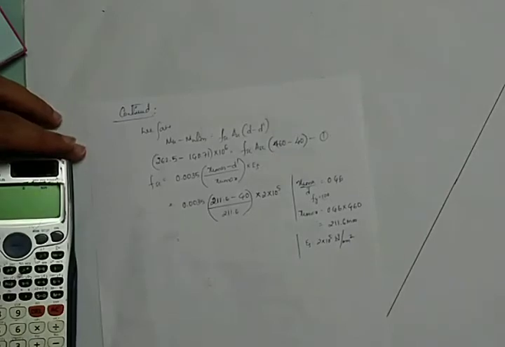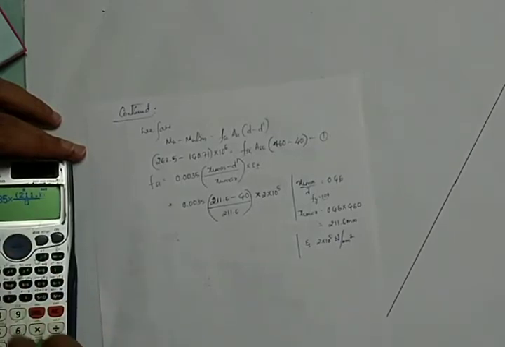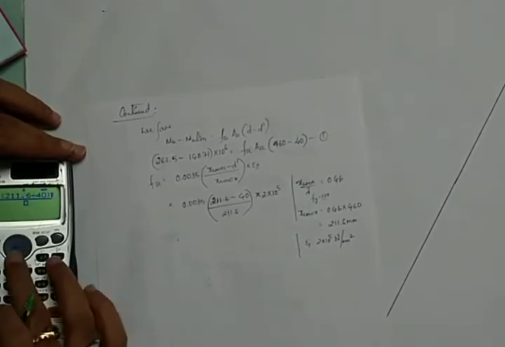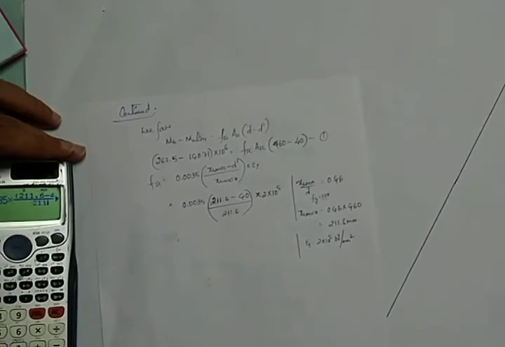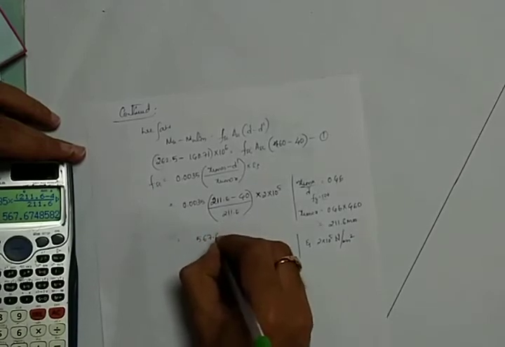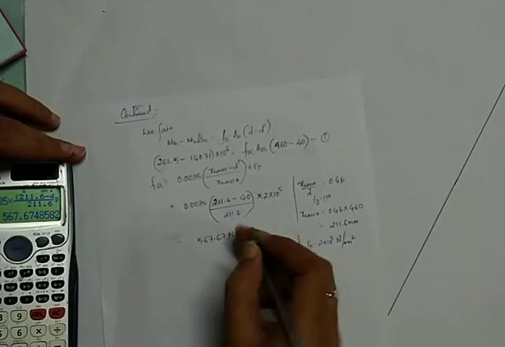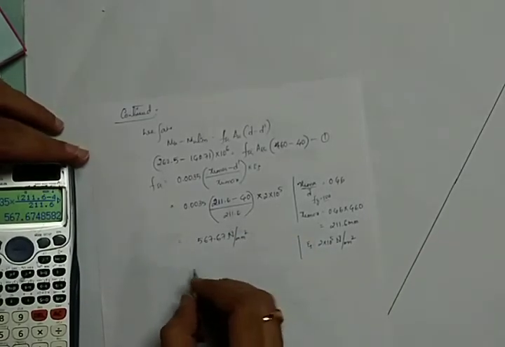Then calculate the whole value, 0.0035 into (211.6 minus 40) divided by 211.6. So again multiply by 2 into 10 power 5, and you will get 567.67 Newton per mm square. So this is stress, the unit is Newton per mm square.